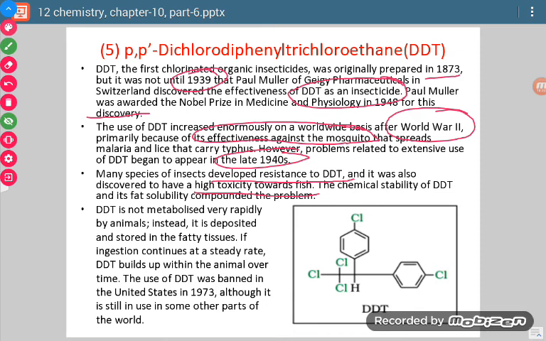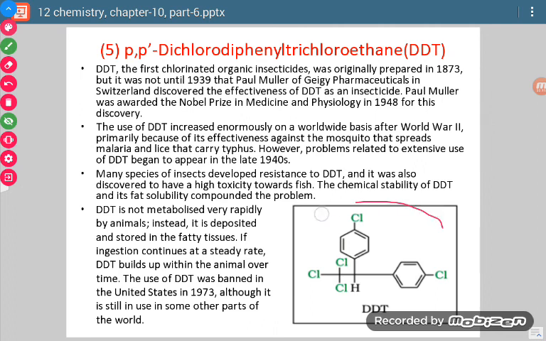Now see, DDT is not metabolized very rapidly by animals. It cannot be broken down by animals. Instead, it is deposited and stored in the fatty tissues of animals. If ingestion continues at a steady rate, DDT builds up within the animal over time. The use of DDT was banned in the US in 1973, although it is still used in some other parts of the world. Now see, this is very much harmful, so it was banned in 1973, but in a few places people are still using it because they don't have any other substance which can be used as its replacement.